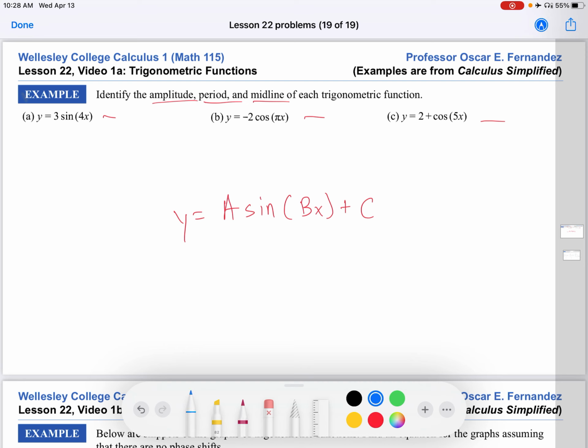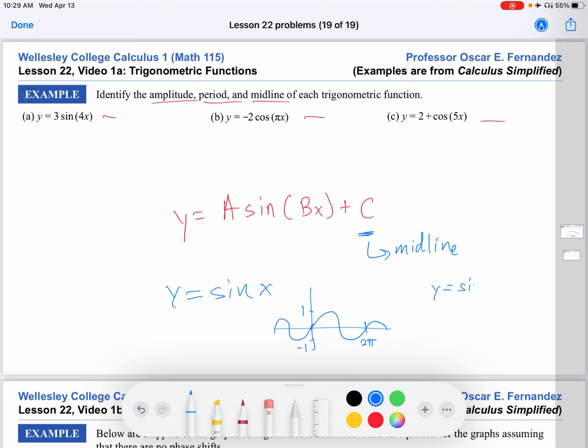Let's start with C. So this is called the midline. And long story short, the midline is the y value that cuts the graph of this function in half vertically. So for example, let's start with the graph of sine x. Okay, so that looks kind of like this, right? And it repeats every 2 pi. We'll talk about what that means in terms of these numbers A, B, C in a minute. And I should say it ranges from -1 to 1 on the y-axis.